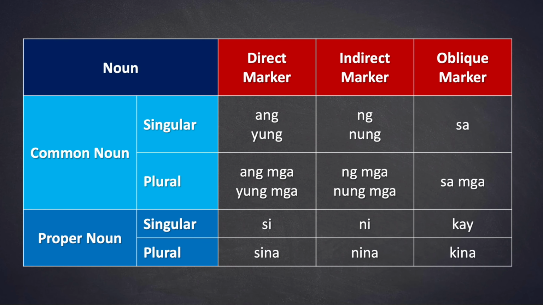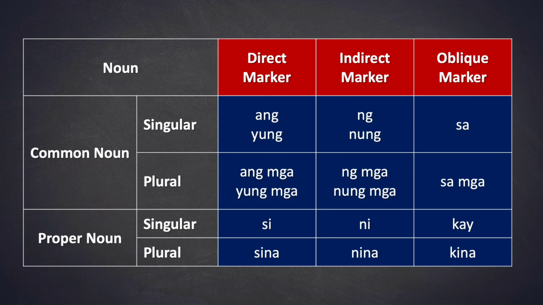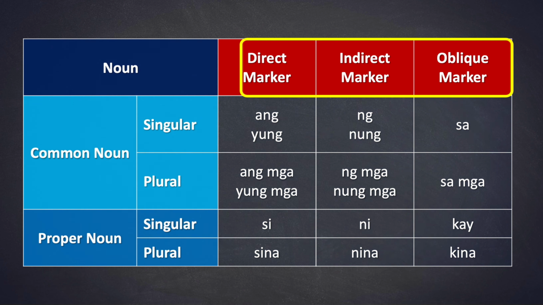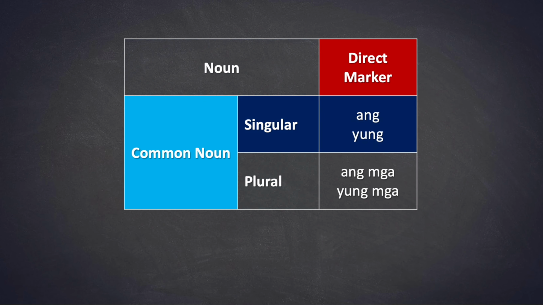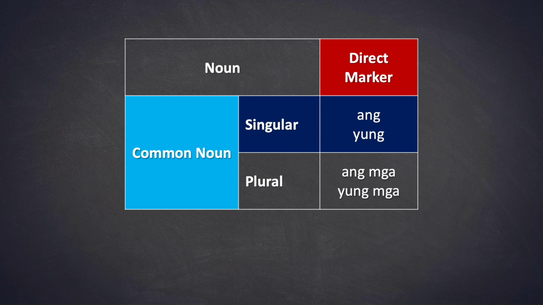Tagalog nouns need a marker, or a single syllable word that is used to announce what the noun is all about. As you can see in the table, there are three main types of case markers. These are the direct marker, the indirect marker, and the oblique marker. All three are used in conjunction with common and personal nouns in the singular and plural forms. In this video, we will continue our discussion on the case marker ang, which is a direct marker used for common nouns. I will discuss the other markers in succeeding videos.